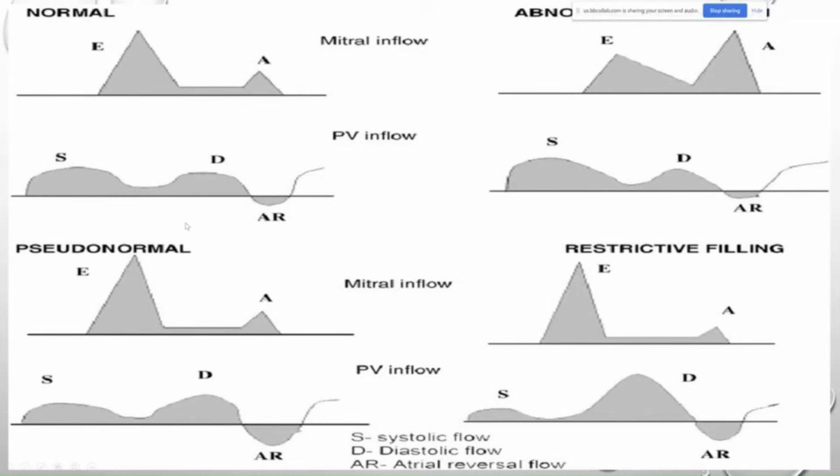By the way, these are the stages of diastolic dysfunction. Do not worry about them right now. You have normal, you have pseudo-normal, you have abnormal, then you have 2 different types of restrictive filling. But notice as the pressure increases, look at how the waveforms are changing. We will talk about those specifically at a later time, not right now. Right now, I just kind of want you to see that the pressure does change what the waves look like, both your E and A wave and your S wave, your D wave, and your AR reversal.